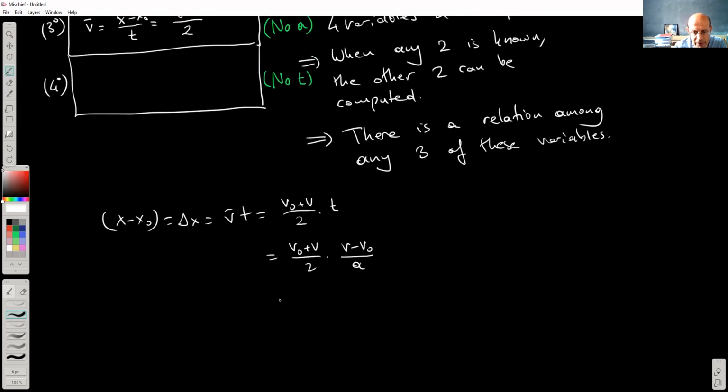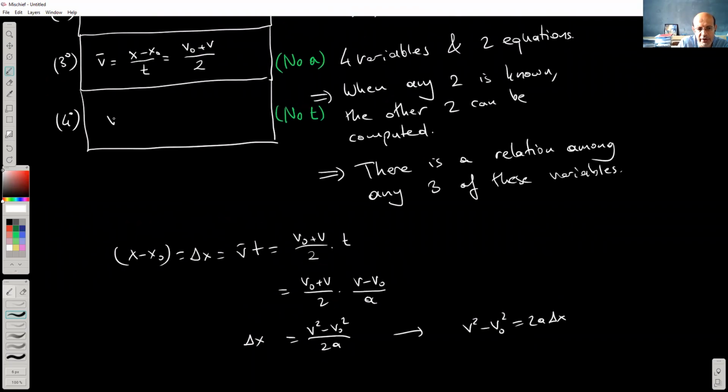Okay. So what we get in here is v squared minus v0 squared divided by 2a. And I have delta x on the right-hand side. And if I just multiply things appropriately, I'm going to get this expression. Okay. So this is v squared minus v0 squared. That's equal to 2a times delta x. Okay, so there are a few remarks in here.